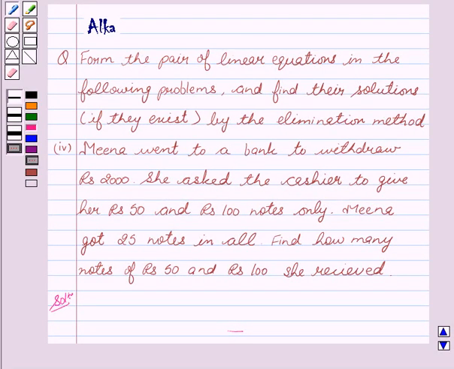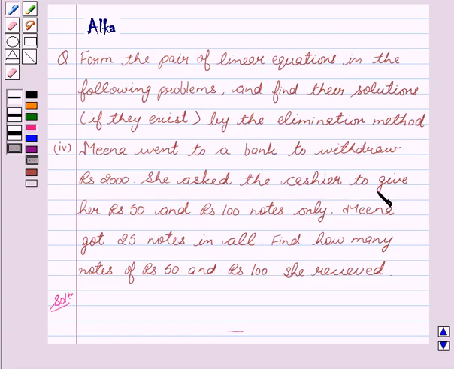I am Malika. We are going to discuss pair of linear equations in two variables. We have to form the pair of linear equations in the following problems and find their solutions if they exist by the elimination method.